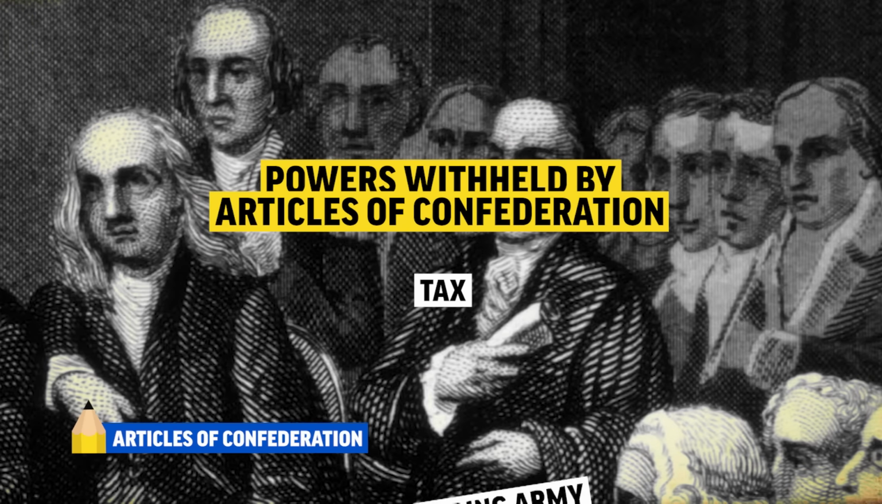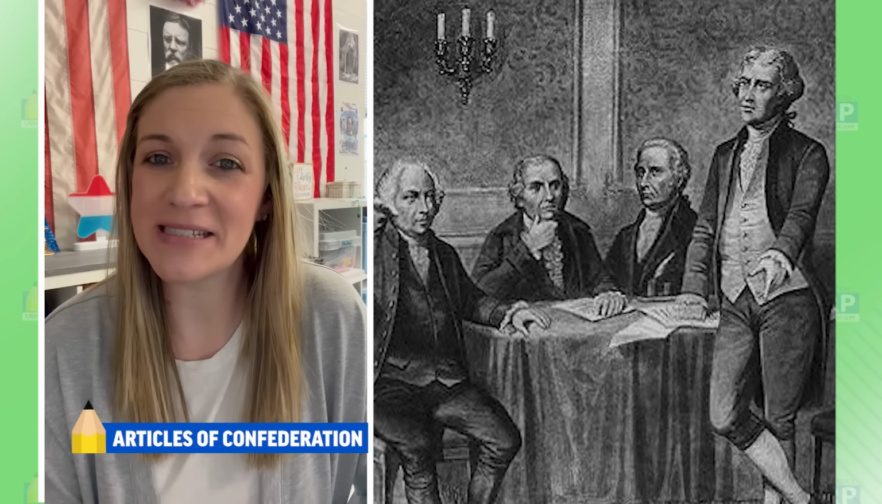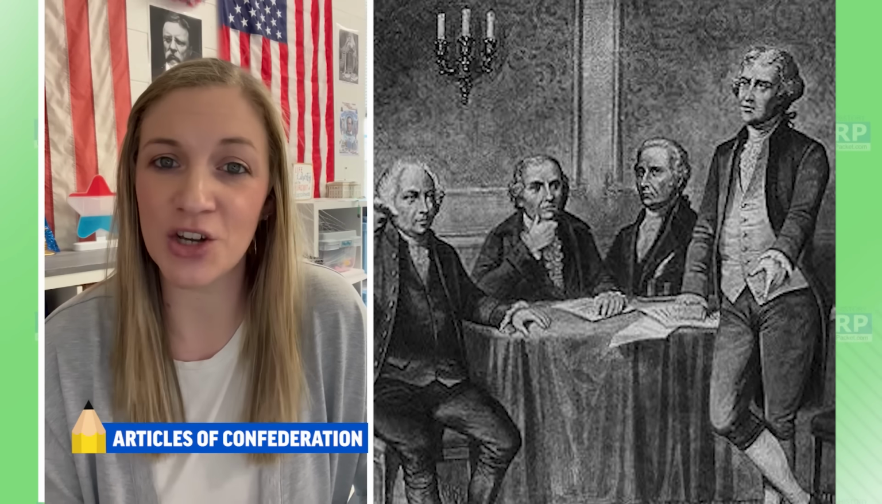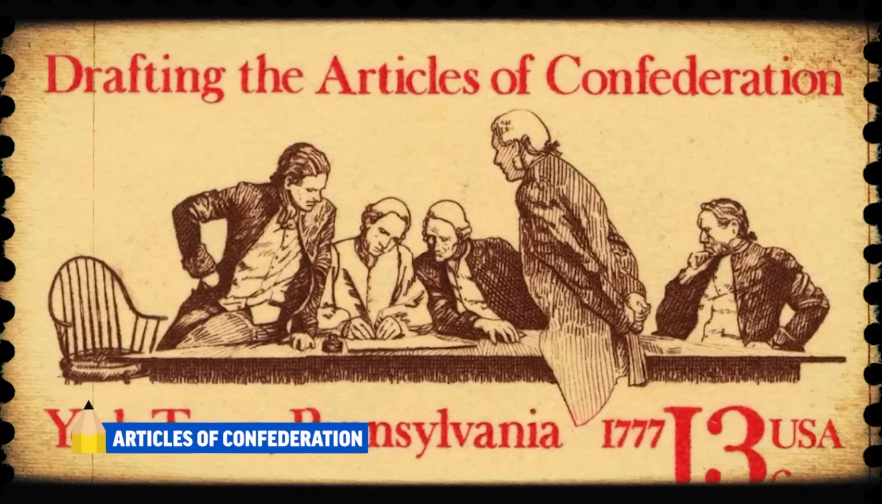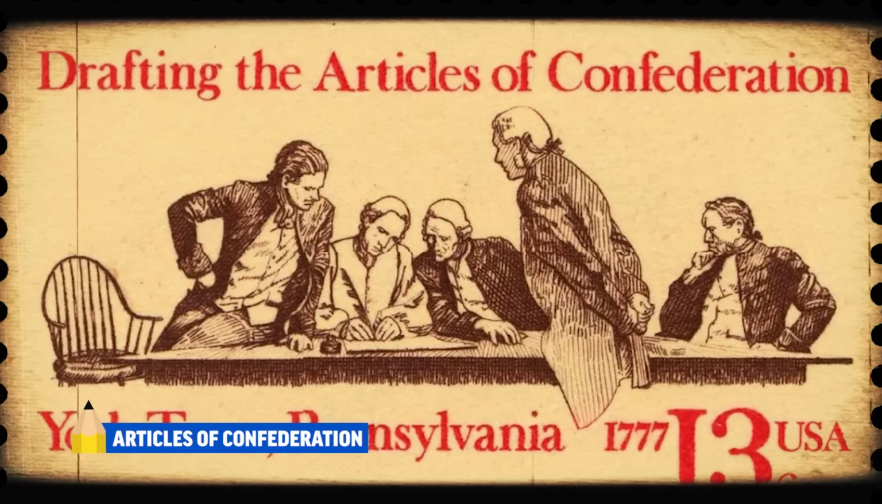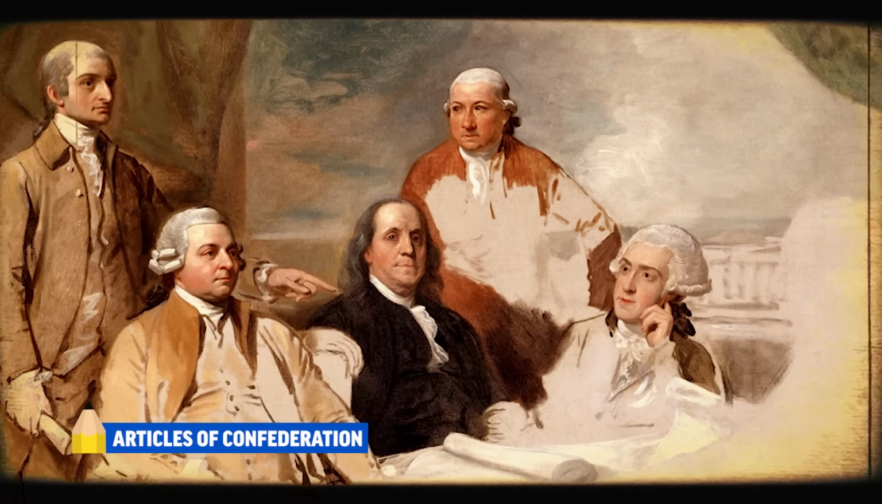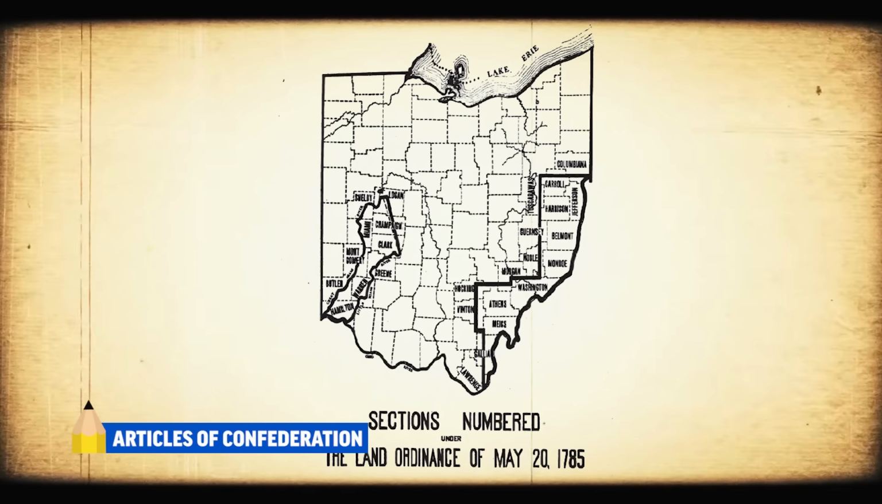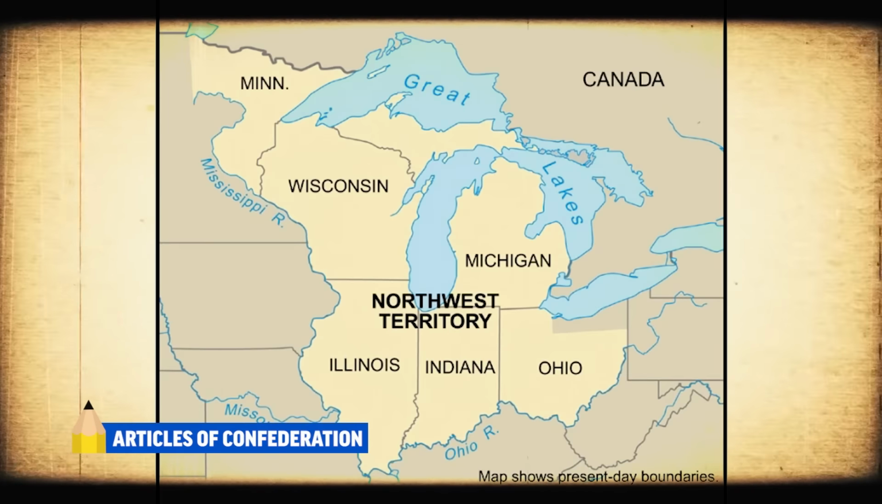However, they couldn't tax or keep a standing army. They had no executive power to enforce anything and couldn't settle disputes between states. There were a couple successes under the Articles. They were able to sign the Treaty of Paris, officially ending the American Revolution. They also passed the 1785 Land Ordinance and the Northwest Ordinance.